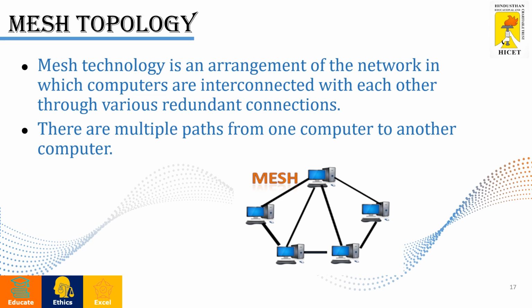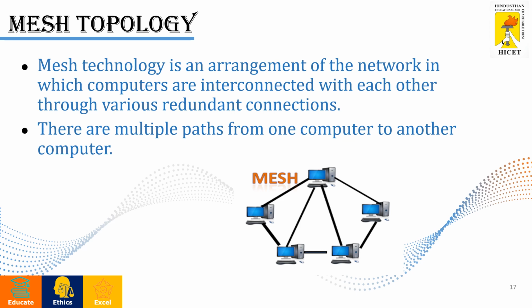A mesh topology is an arrangement of the network in which the computers are interconnected with each other through various redundant connections. There are multiple paths from one computer to another computer. It does not contain a switch, hub, or any central computer which acts as a central point of communication. The best example for the mesh topology is the internet. The mesh topology is mainly used for WAN implementations where communication failures are a crucial concern.